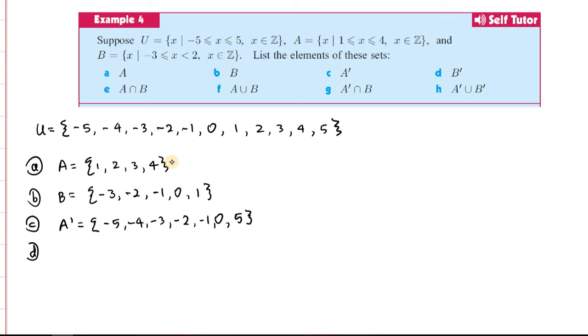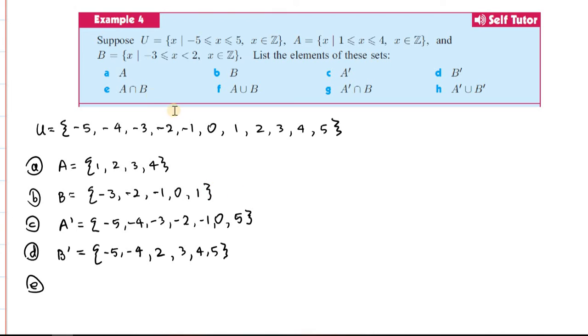For part D, we want the complement of B. So again, this is B, and we want everything that's in the universe that's not already in B. So -5, -4, skip -3, -2, -1, all the way to 0, up to 2, 3, 4, 5. You can see why it's useful to have the universe written out. Again, it's not always possible, but it does seem to help.